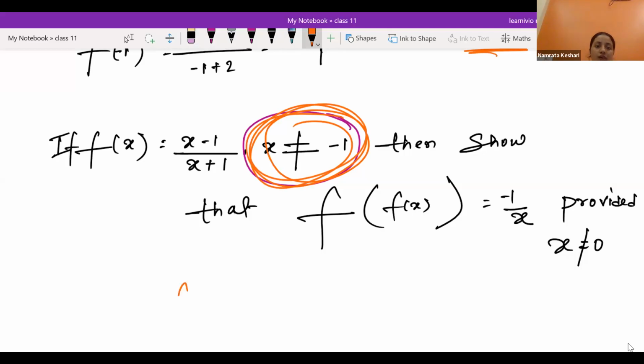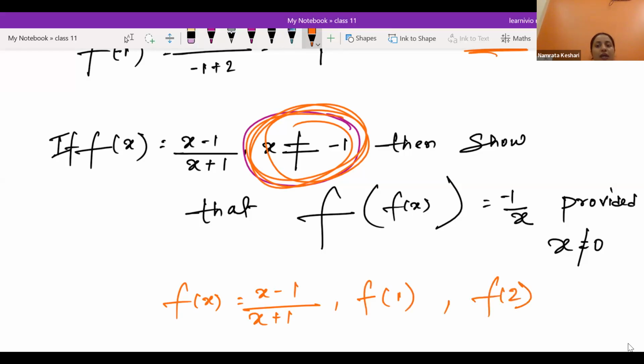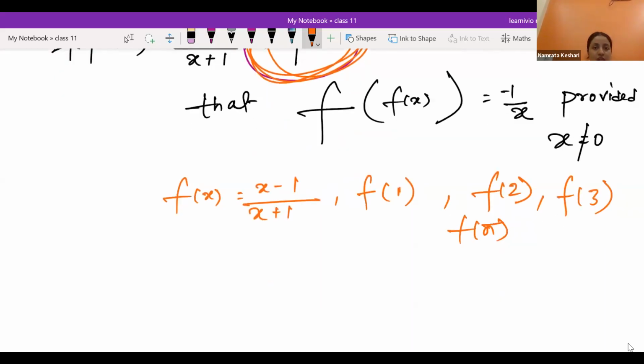Yes, ma'am. So our f of x is (x minus 1) by (x plus 1). A function is given. Then show that this one. Just now you were asking why I'm teaching you f of 1. You know how to find it. Why am I showing you how to find f of 2? You know how to do it. Why am I showing you f of 3 or maybe f of pi? You know how to do it, just like a polynomial. If you know how to find f of pi, that is (pi minus 1) by (pi plus 1), and this is our final answer.